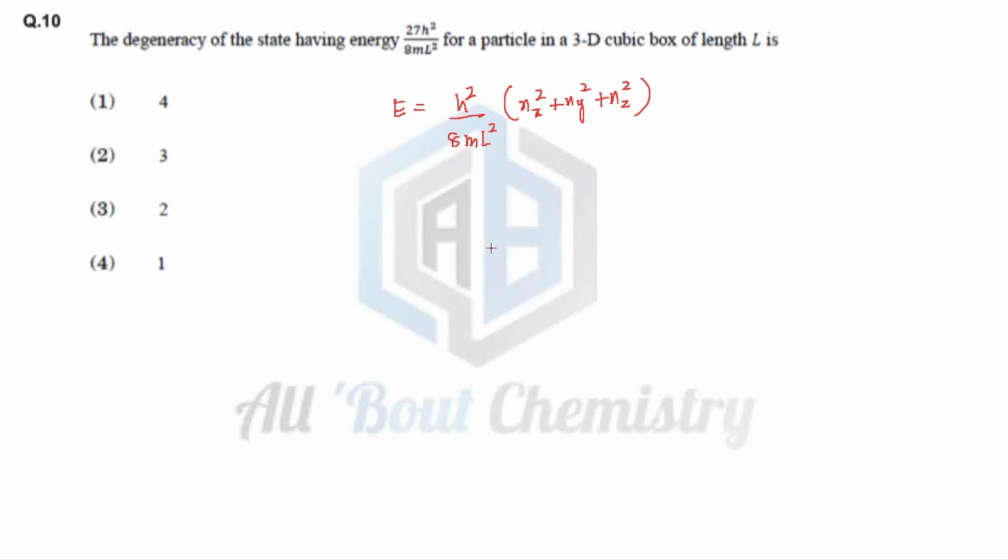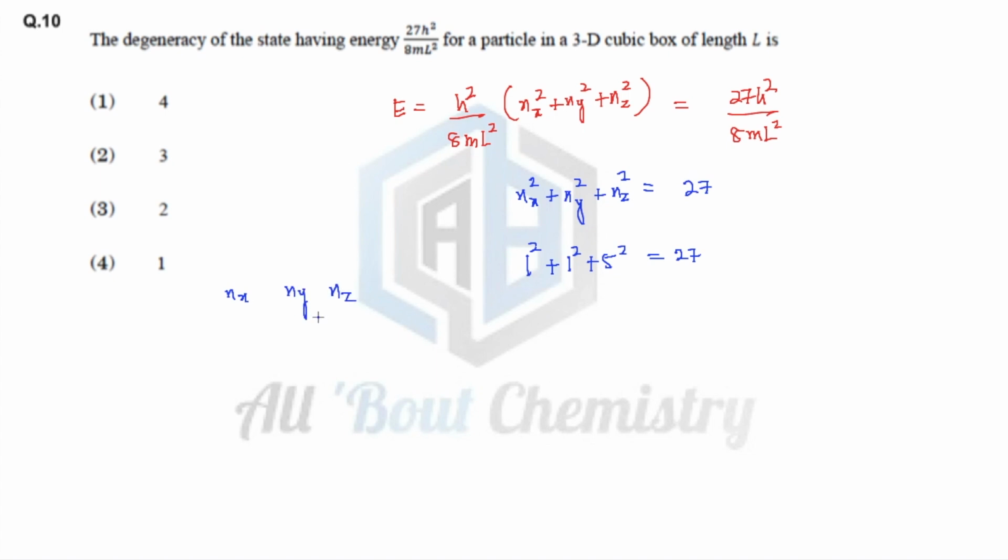All right, since it is given that the energy is 27 h square upon 8 m L square, when you relate both, you will find out that nx square plus ny square plus nz square should be equal to 27. So you need to just find the values of nx, ny and nz. One set is 1 square plus 1 square plus 5 square, that is 1 plus 1 plus 25, which is going to give me 27. So nx, ny and nz can be 1, 1 and 5.